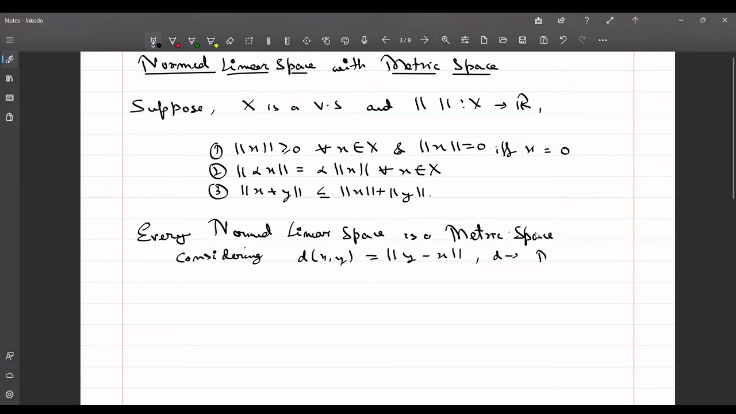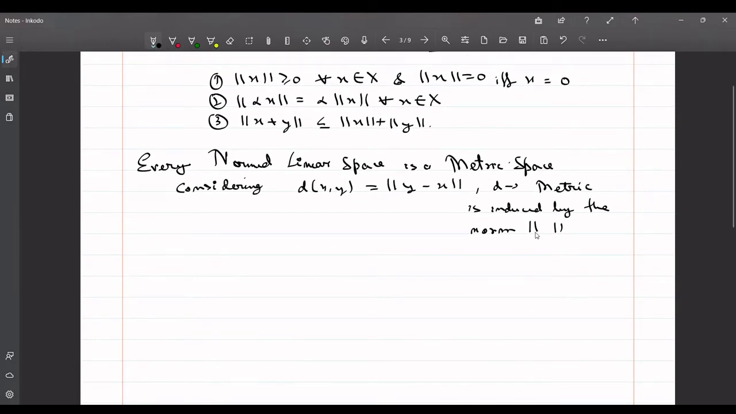Okay, d is the metric, and we say that this metric is induced by the norm, which is defined as given. Is it clear? So we might say that every norm, because this is a very arbitrary definition, every norm induces a metric. Converse need not be true.